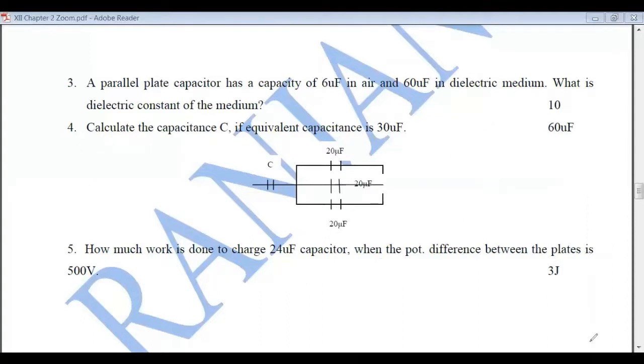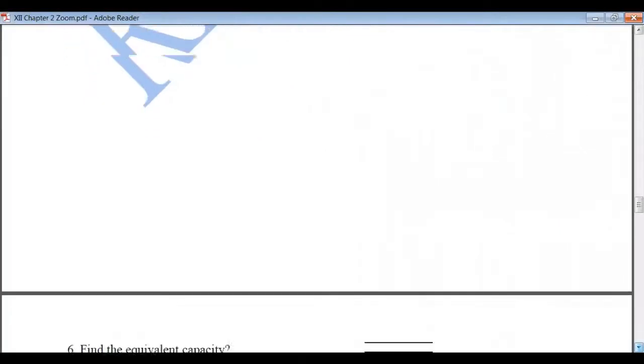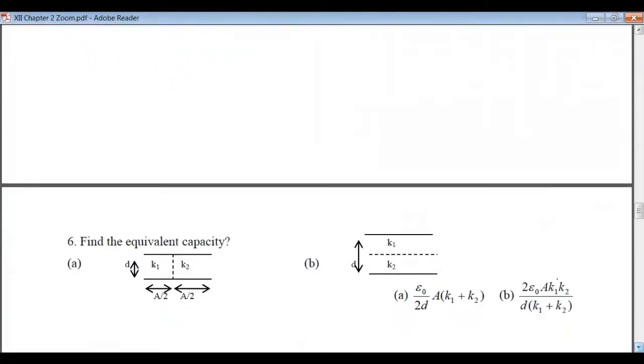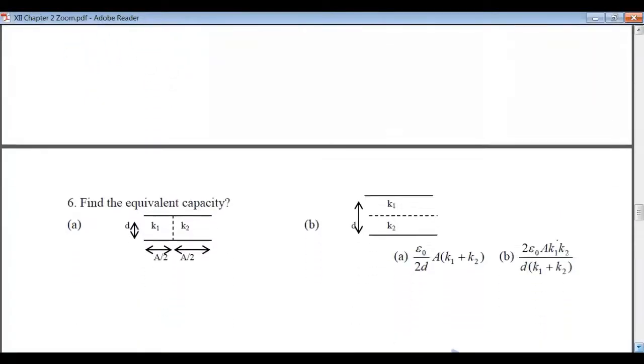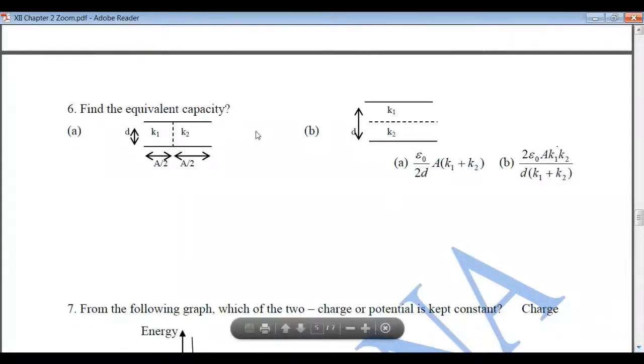Now let's proceed to the next question. Question number 6 is find the equivalent capacity in these two figures. Now here the battery is connected between this plate and this plate. That is, this is positive, this is negative.